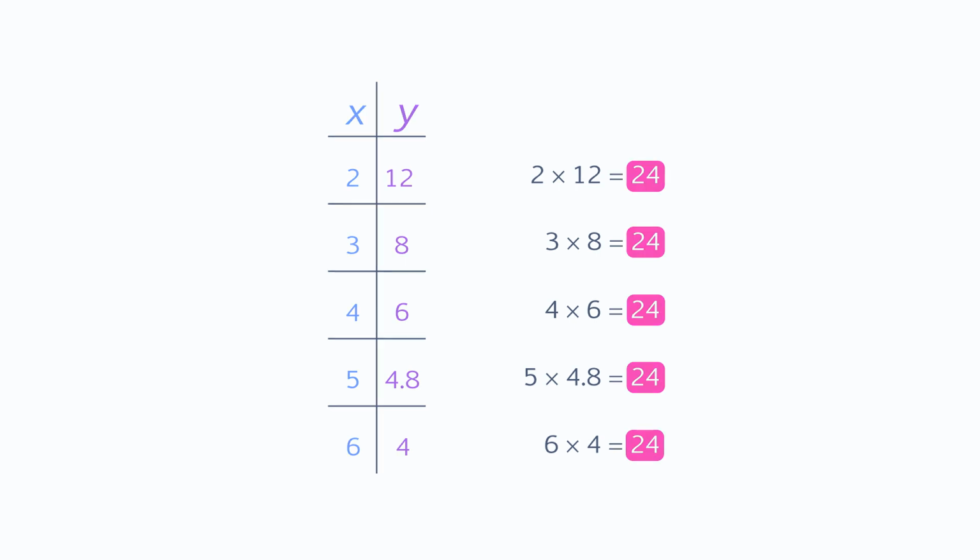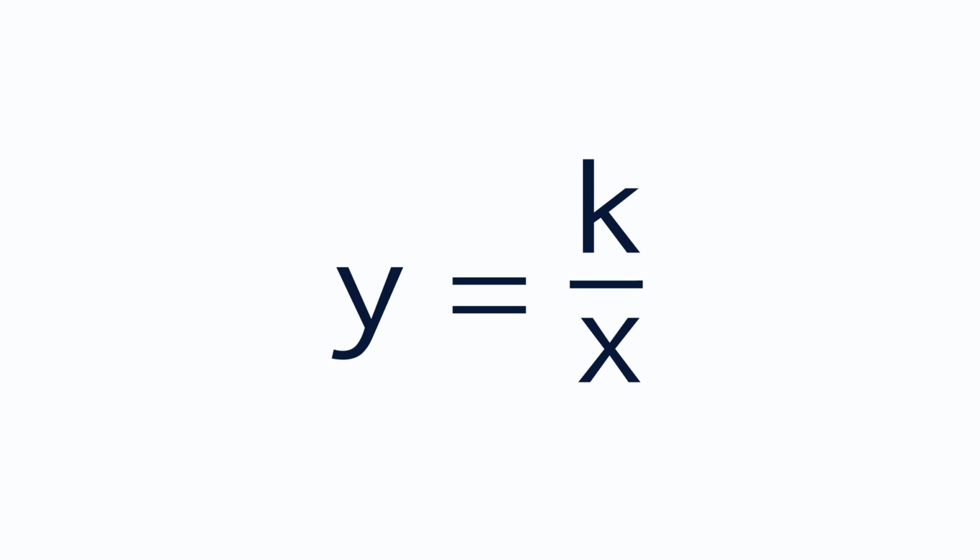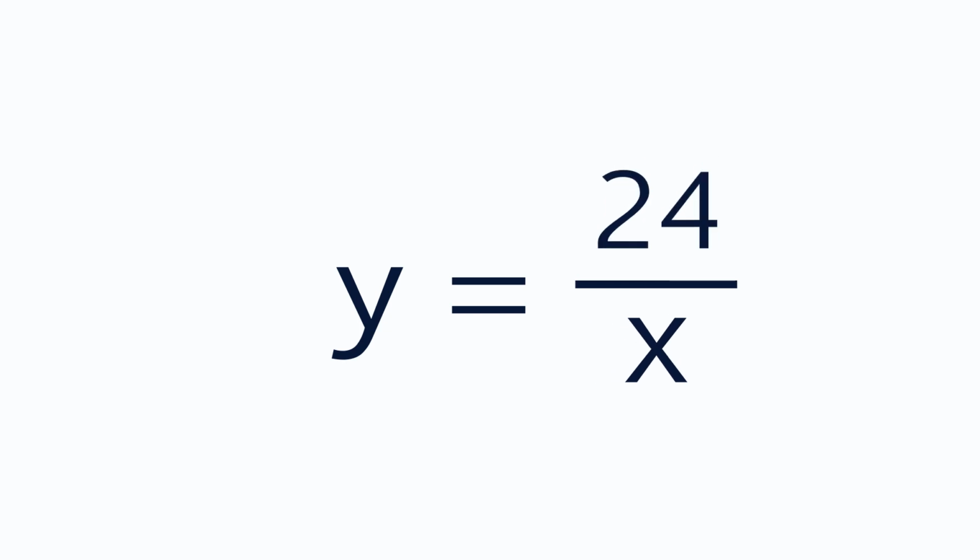function. Recall that an inversely proportional function is given by this formula. Y equals k divided by x. Replace the constant k with 24, and you have your inversely proportional function. Y equals 24 divided by x.